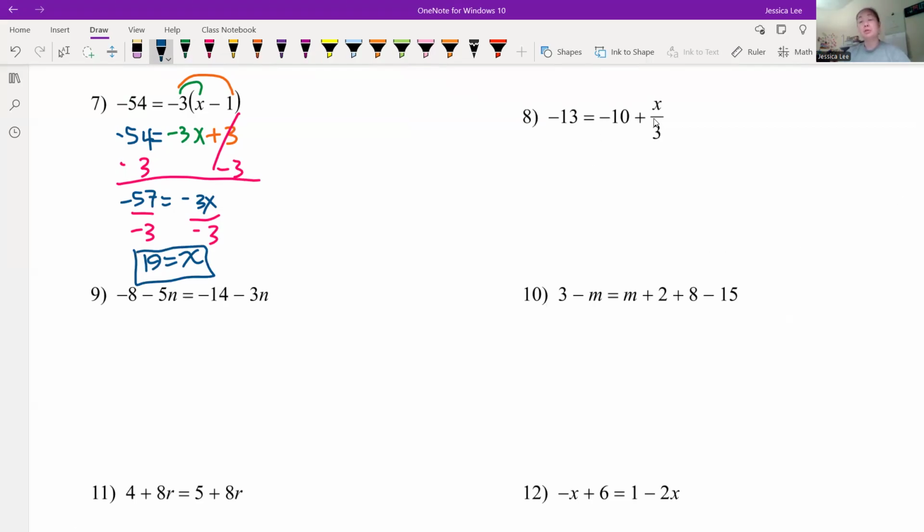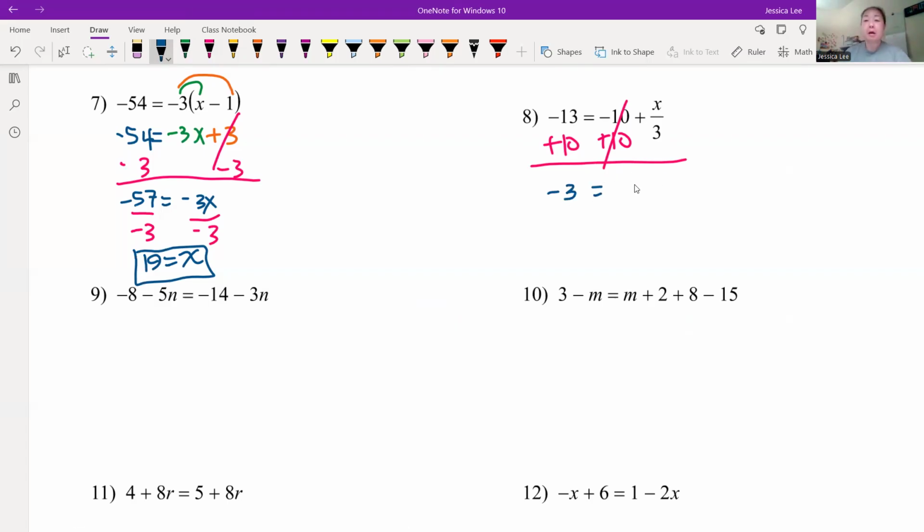Number 8, okay, so do you see this is different than 5 and 6? I think it was 5 and 6, right? Where the divide is just for the x, so which means I got to get rid of this -10 first. And so what I'm going to do is I'm going to add 10 on both sides. So look at the way it looks. That's going to determine what you're going to get rid of first. So -13 plus 10 is going to be -3.